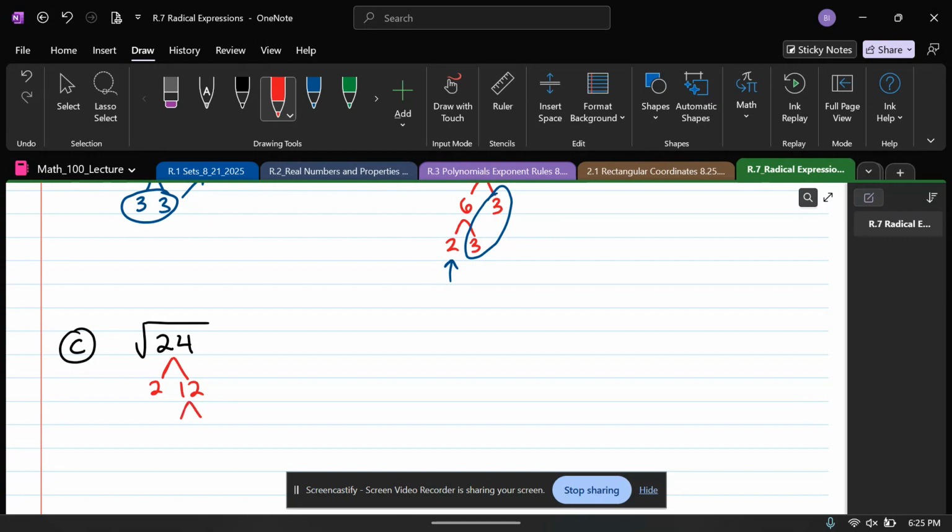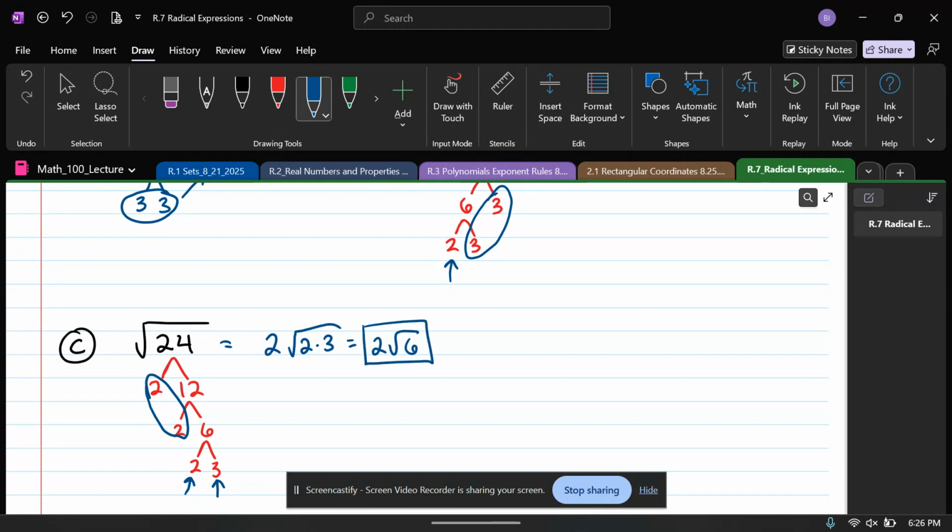And then I think about 12. How can I break 12 down? 6 times 2. So there's a 2 and a 6. And then I've got the 2 and the 3 here. I'm looking for sets of 2. So I'm going to use these 2 2's together. That's a set of 2. So that's going to be a 2 on the outside. This 2 right here and this 3 right here don't have a buddy. So they're going to go back on the inside and multiply together. That's going to be 2 radical 6. 2 square root of 6.